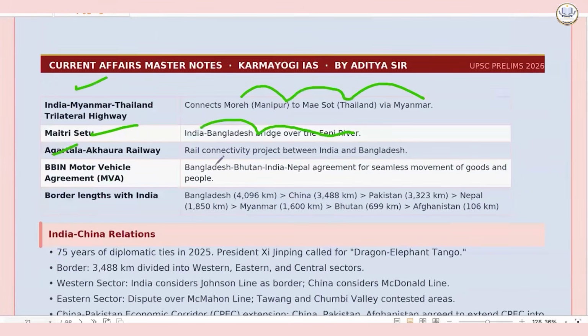Agartala-Akhaura railway, a rail connectivity project between India and Bangladesh. BBIN motor vehicle agreement: the Bangladesh, Bhutan, India, Nepal agreement for seamless movement of goods and people.